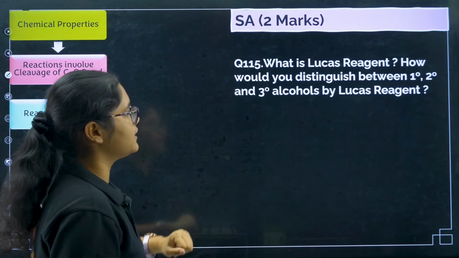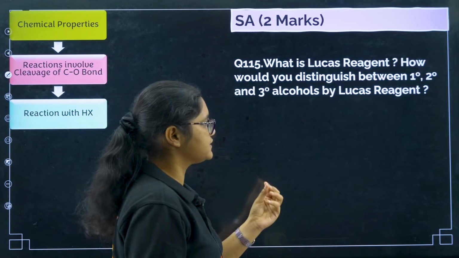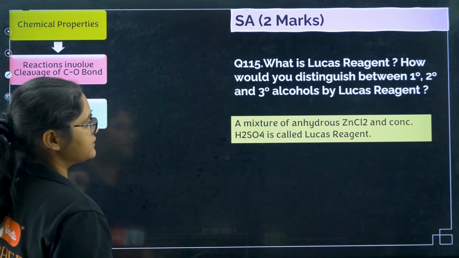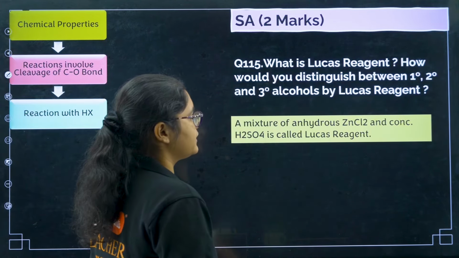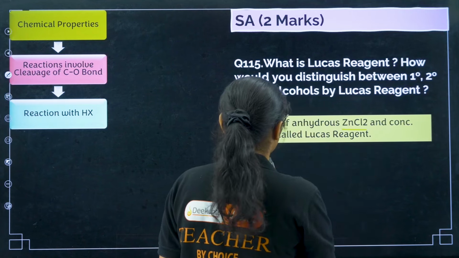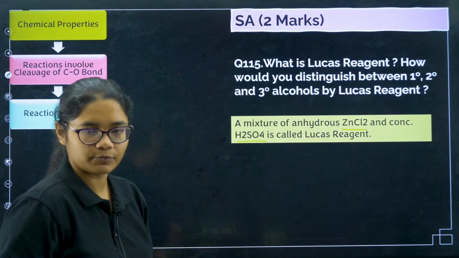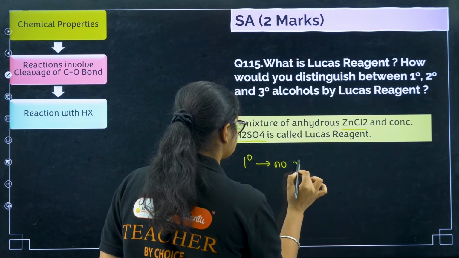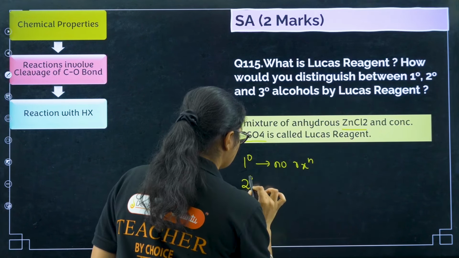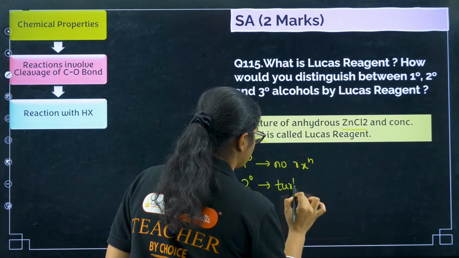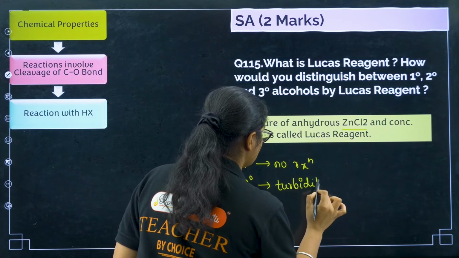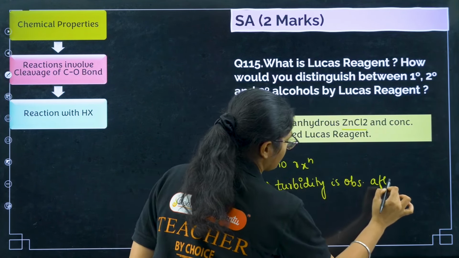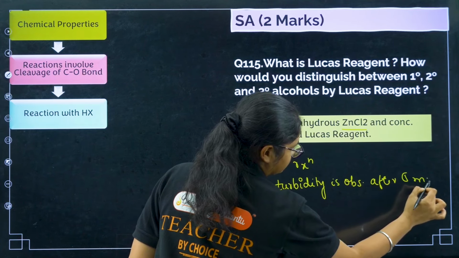Next we'll come to Lucas reagent. How do you distinguish between primary, secondary and tertiary alcohol? By Lucas reagent. So Lucas reagent is what? It is a mixture of ZnCl2 and concentrated HCl. Now how does it react? Primary will have no reaction. In secondary, you can write it will react and turbidity is observed after 5 minutes.